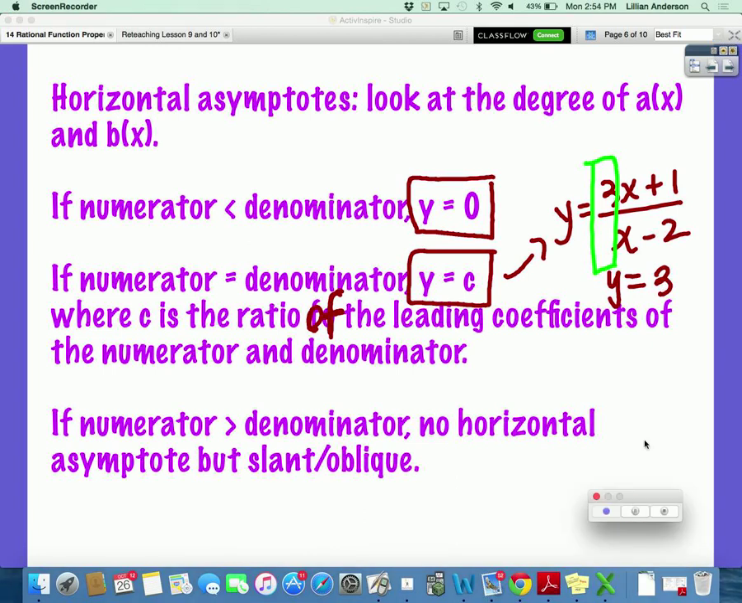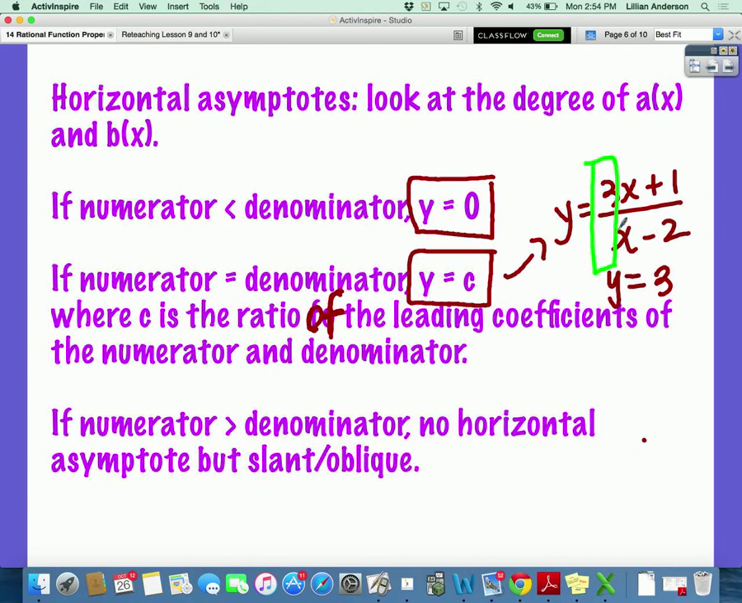So basically, when you're given a rational function, remember, a rational function is a polynomial over another polynomial, like we have here. To figure out what the horizontal asymptote is going to be, so basically that horizontal line that the graph is going to get really close to but not cross and touch, then we have to look at the degree of the numerator and the denominator.